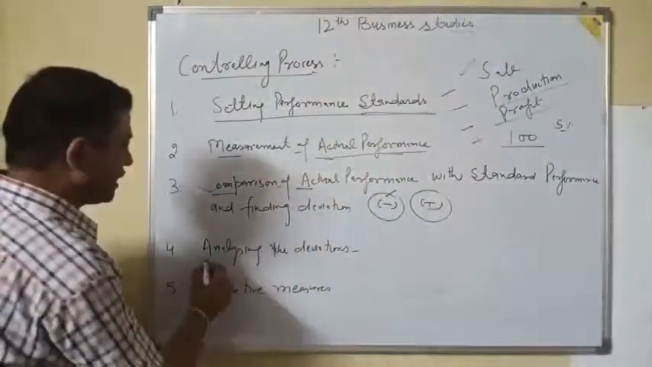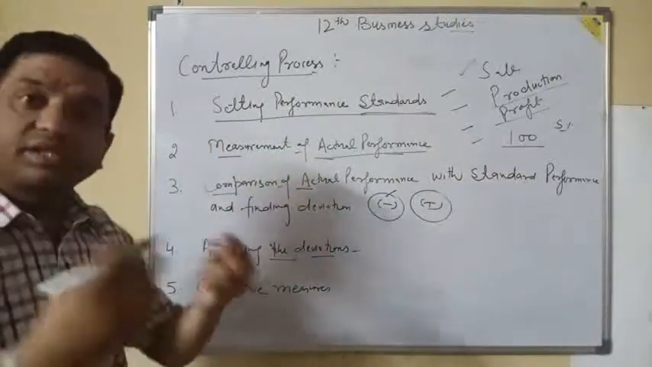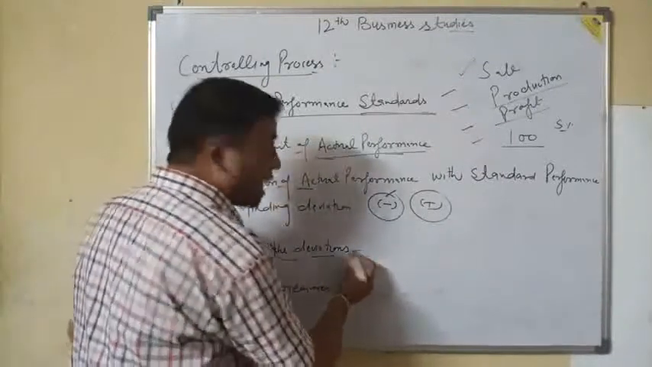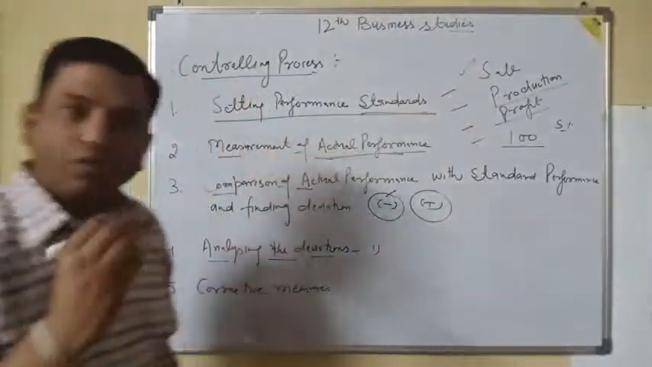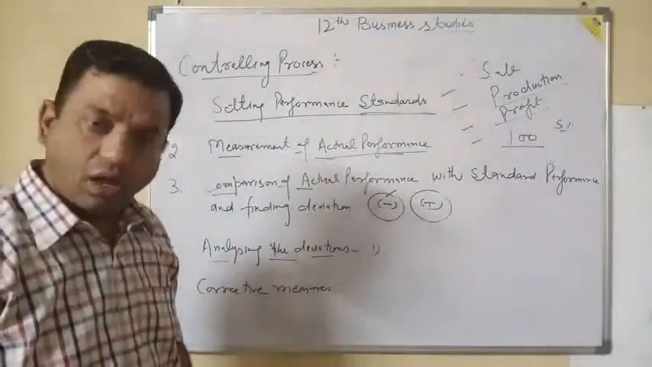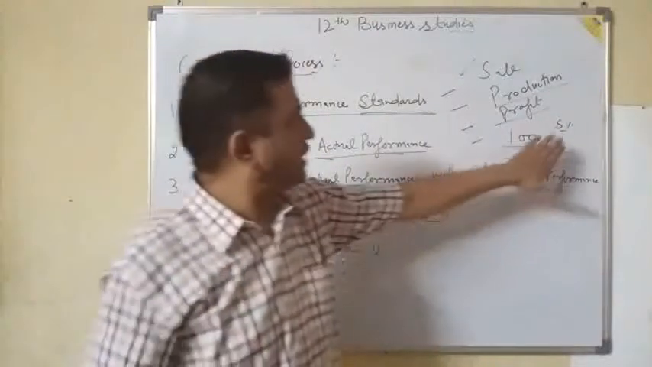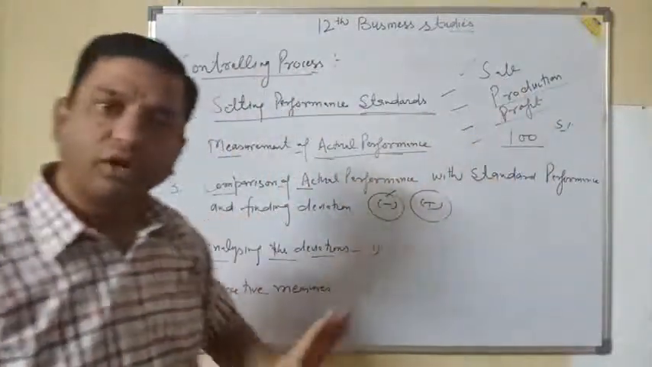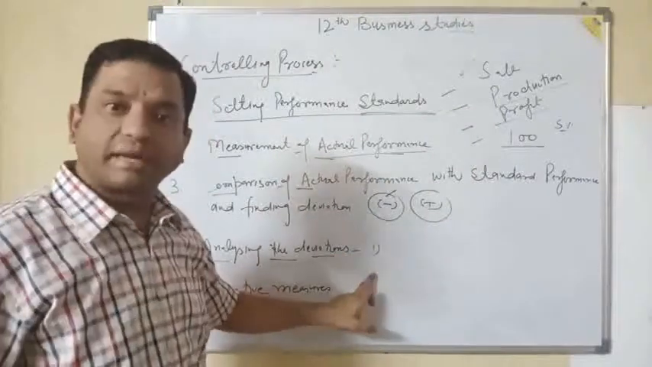Next, now you have to analyze the deviation. Now you have to see what are the reasons behind that, why it happened. You have to ask certain questions from the system. Number one, whether the deviations are acceptable or not acceptable. If the deviation is only up to 5%, as I was telling you, it is acceptable, no need to worry. If it is above 5%, it is not acceptable.